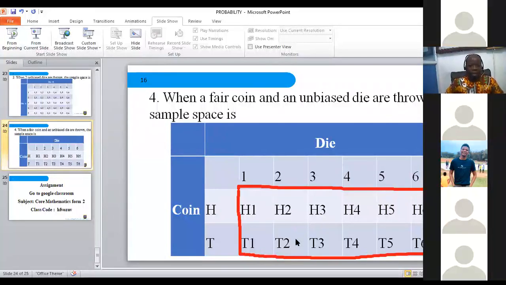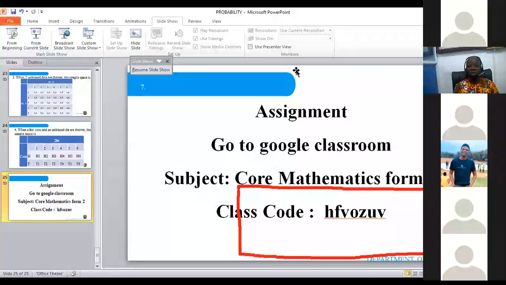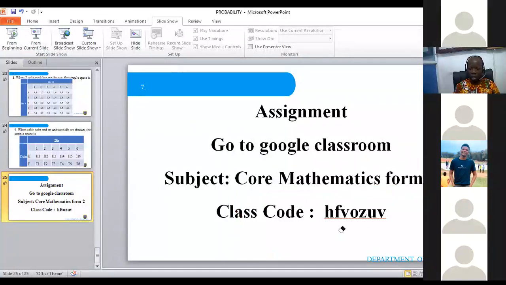So ladies and gentlemen, this is how far we've come today. We know the various types of events, and we can write the sample space for some experiments. I want to encourage you to go out there and do a lot of practice on this, so that when we start using them, you will not find yourself wanting. Is there any problem?